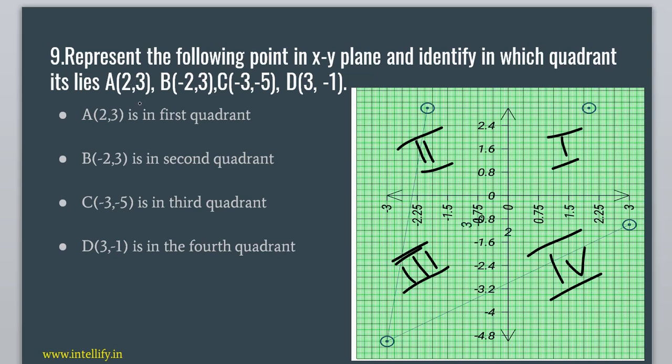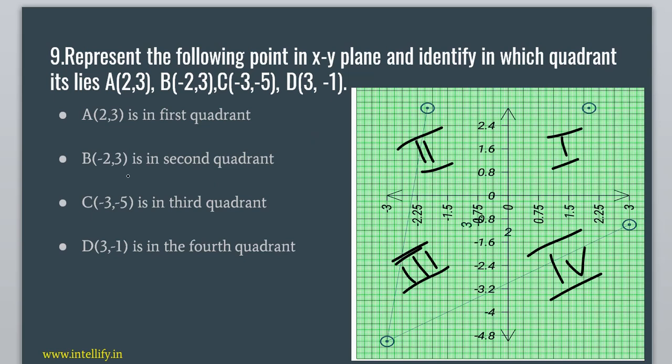Firstly, A is 2 comma 3. For 2 comma 3, both coordinates are positive. For the positive x coordinate, we'll go 2 units toward the right hand side, the positive side of the x. So here it is 2, and since the y coordinate is also positive, we'll go upward 3 units. So this point will be 2 comma 3, and it is in the first quadrant.